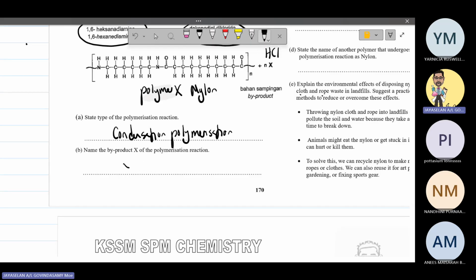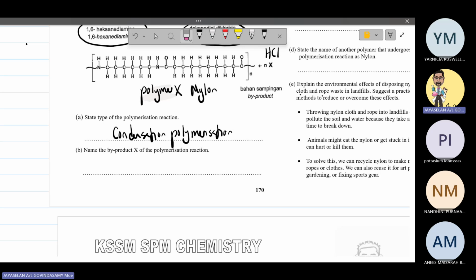Oh, Anisha already sent the photo. Okay, wait, let me check. Oh, very good. Polymer and condensation. Hey, very good lah. After you finish SPM, I want you to translate lah. Okay, can? You let me know. I pay you lah. Can?